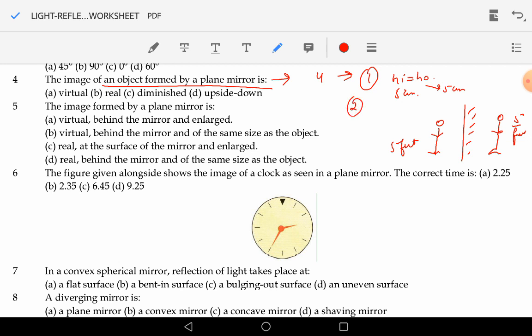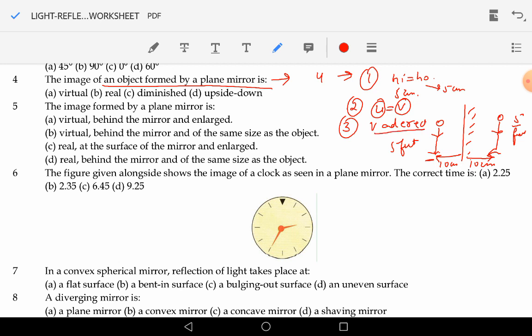Now, suppose the object is 10 centimeter in front of the mirror. The image is formed 10 centimeter behind the mirror, okay? So object distance is equal to image distance. Object distance is denoted by U and image distance is denoted by V. Third is that the image formed is virtual and erect.